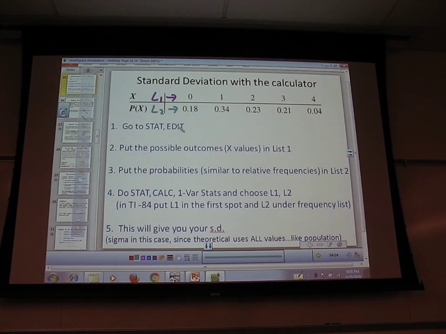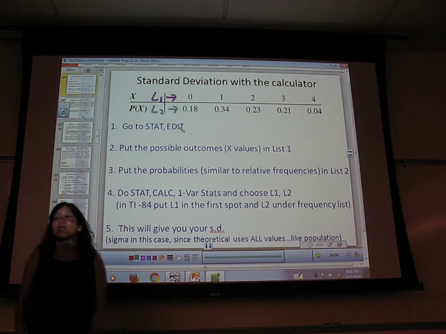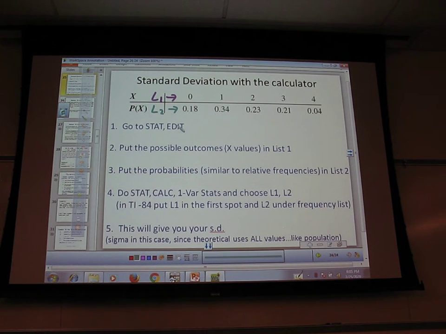So, does everybody have these in? Then, do your Stat, Calc, 1-Var Stats. This is still one-variable stats because we only have one x. We have an x and we have its probability. We don't have an x and a y. These are all still x's.